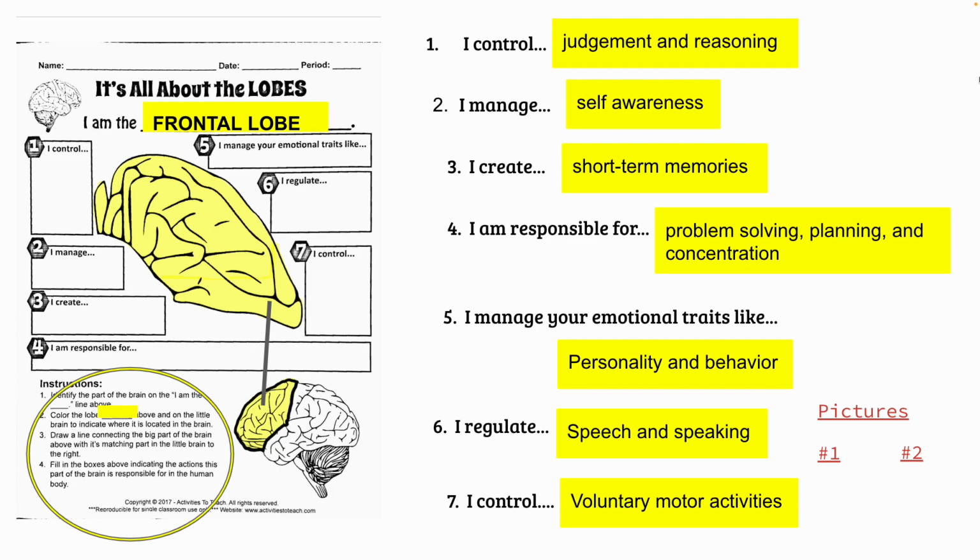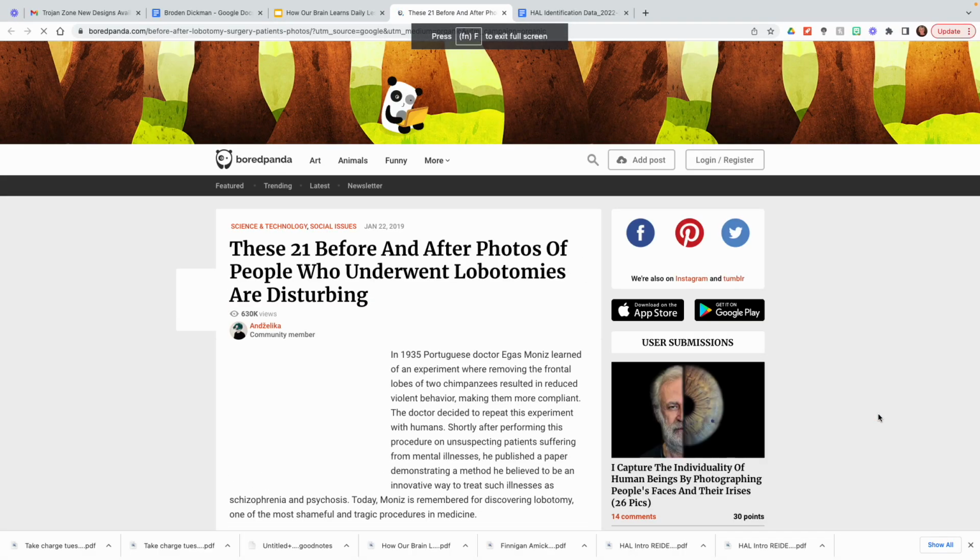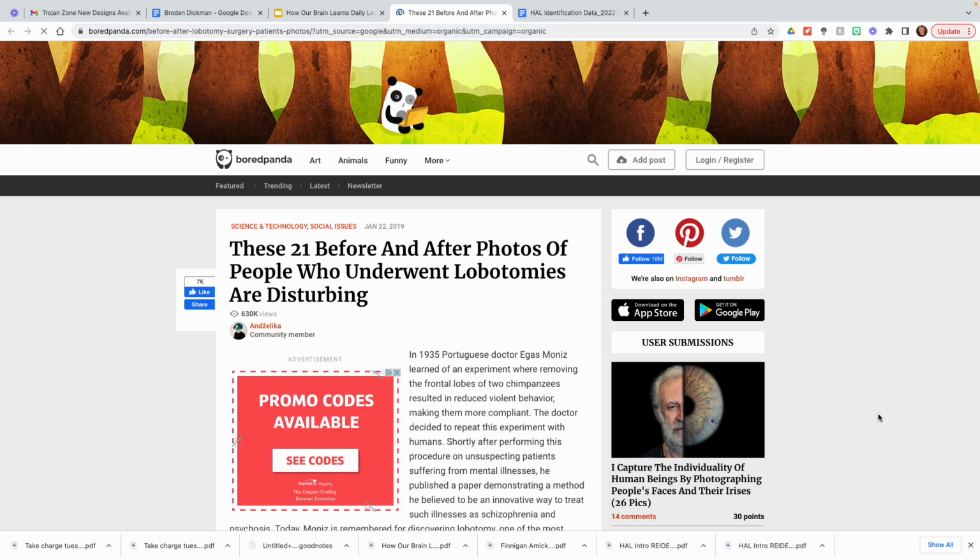Right now, what I want to do is show you a couple things really quickly. We talked in class about a surgical procedure that occurred in the 1930s in America, for sure, and went on for about 20 years, and it's called a lobotomy. And it's kind of a dark time in our nation's medical field. Let me kind of explain really quickly.